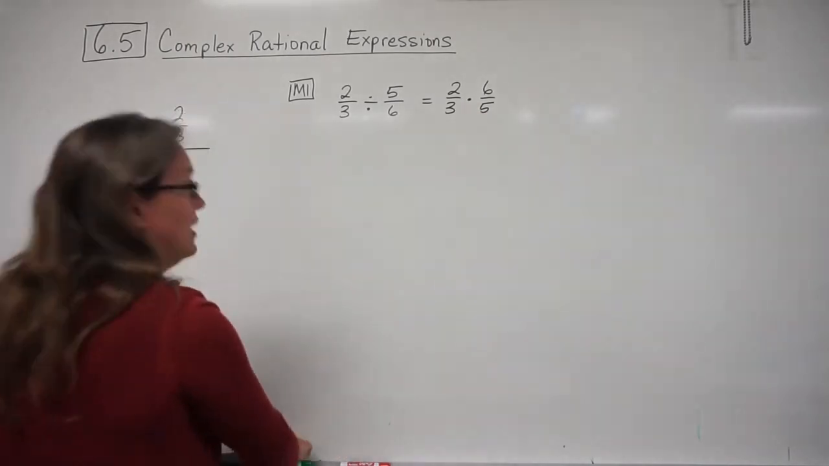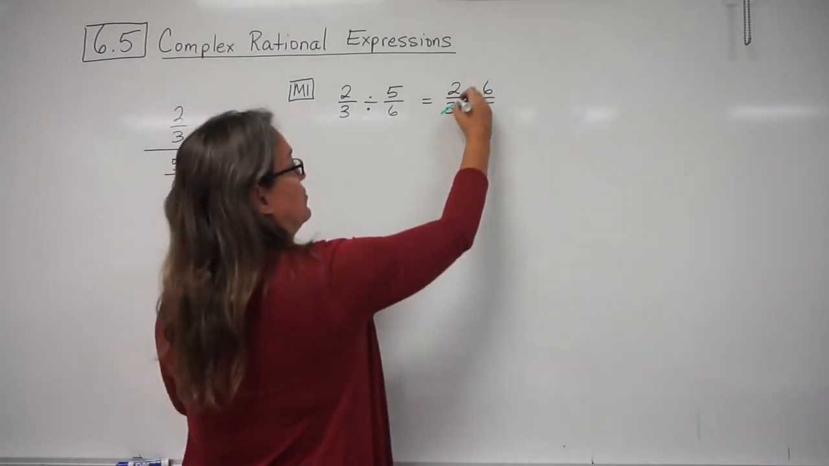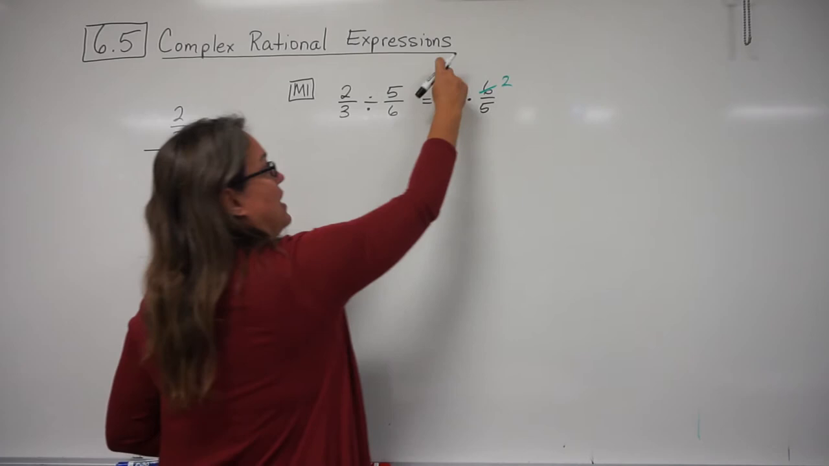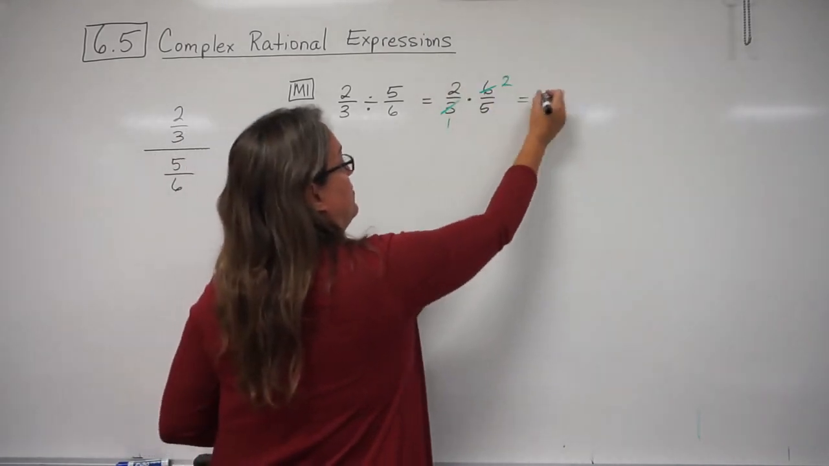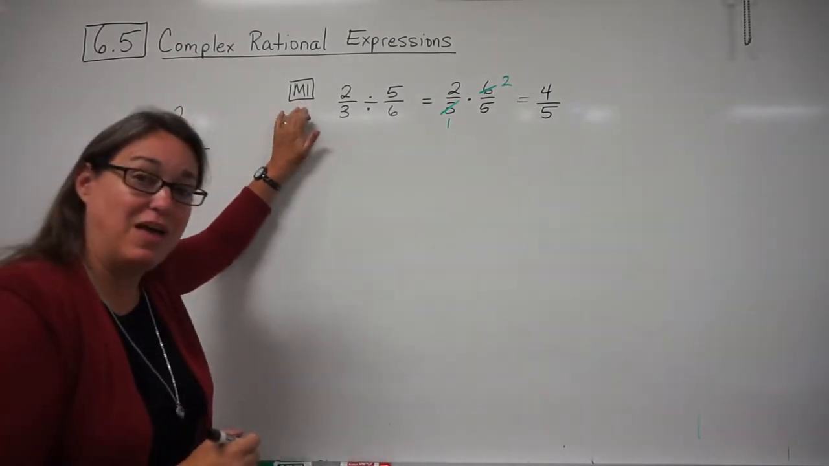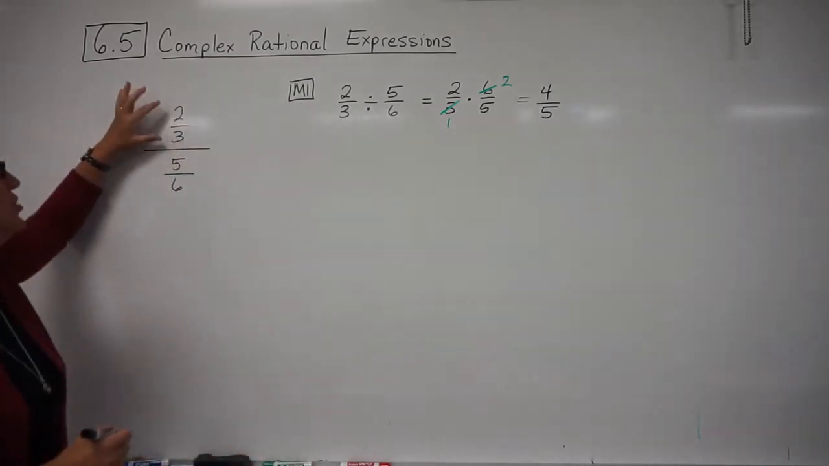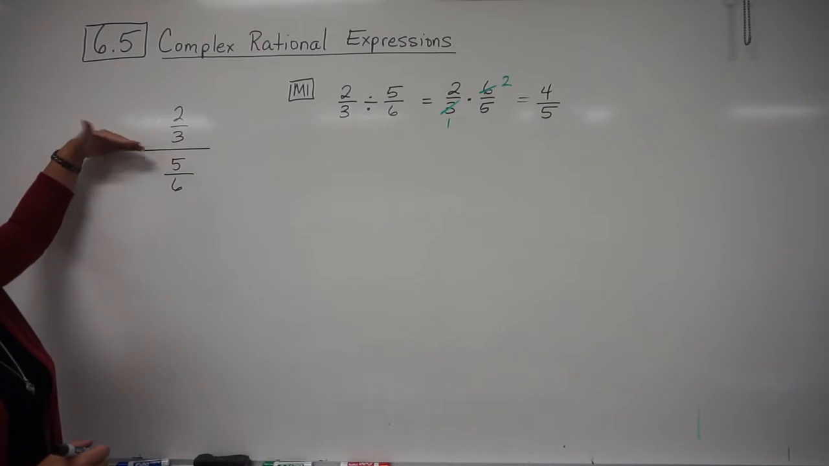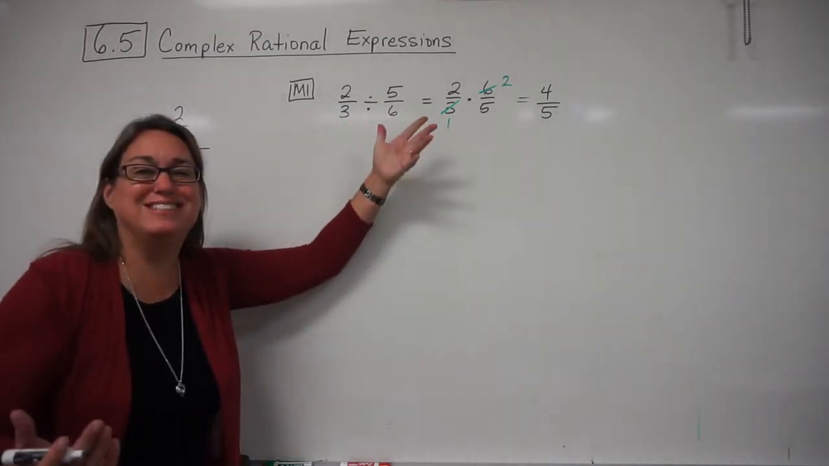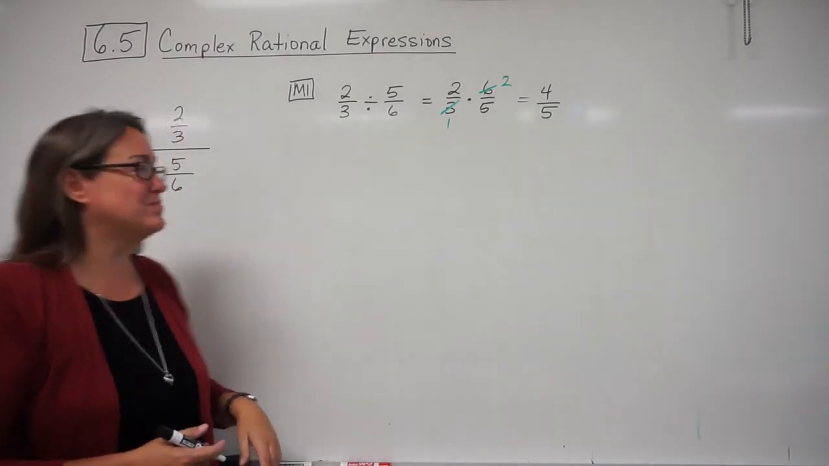Now you can do some cross-canceling ahead of time. 3 goes into itself once and into 6 twice. And as we multiply top times top, bottom times bottom, we get 4/5 as our answer. This is method one. It's to see this as one fraction over another fraction, but that just means to divide. So go ahead and divide fractions just like you already know how to do.